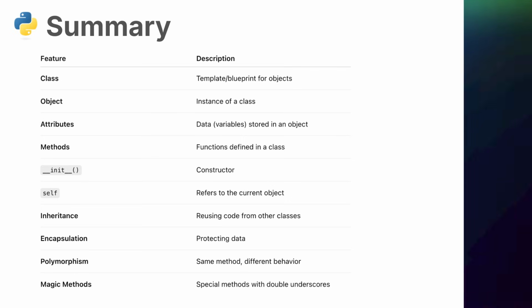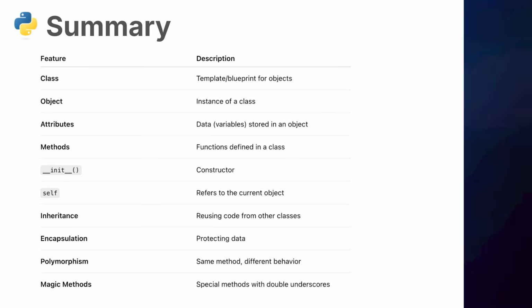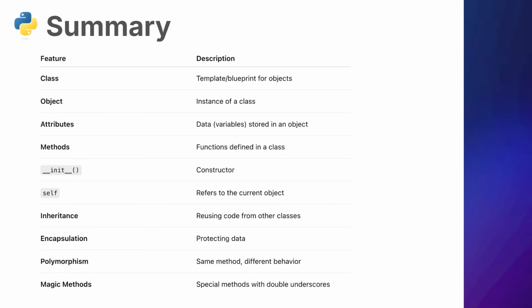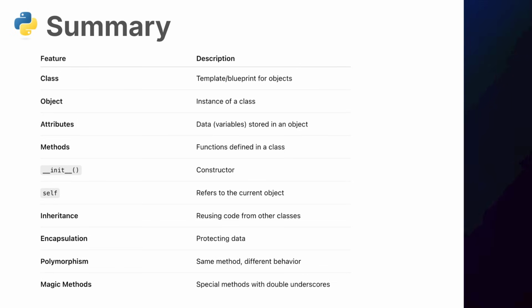Attributes are the data or information stored in an object, such as the car's color, brand, or speed. Methods are the actions or behaviors the object can perform. For example, a car can start the engine, honk, or drive. Init. This is called the constructor method. It automatically runs when you create a new object. It sets up the object's attributes, like setting the brand and color of the car.